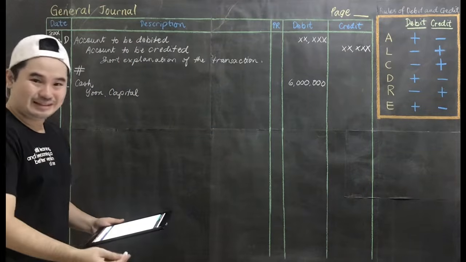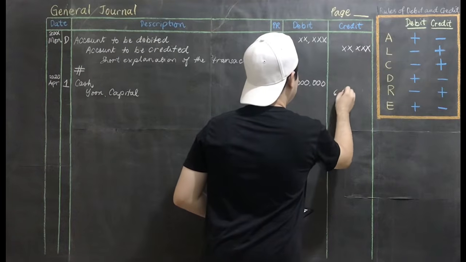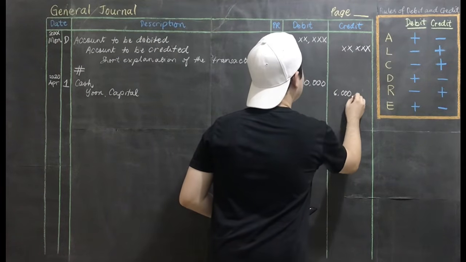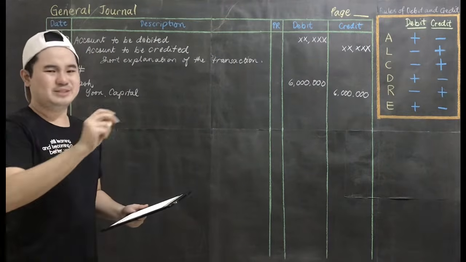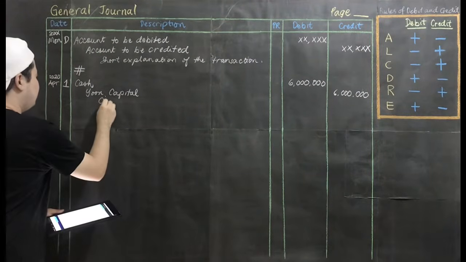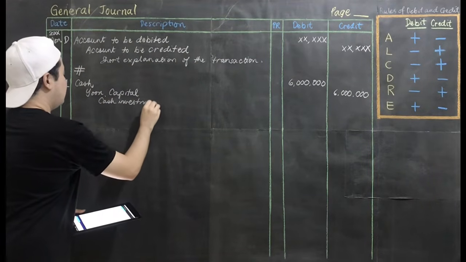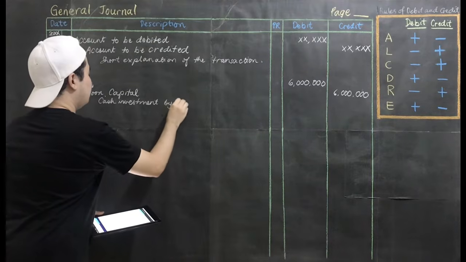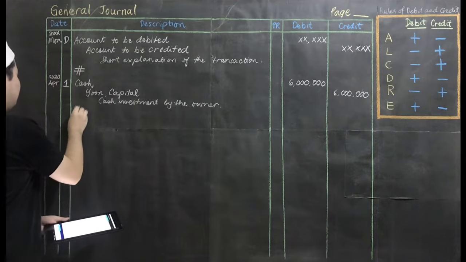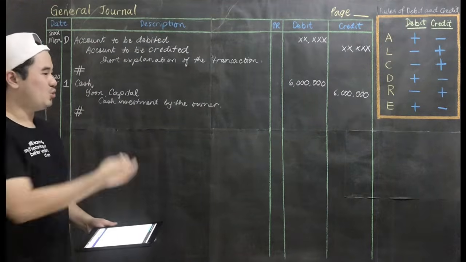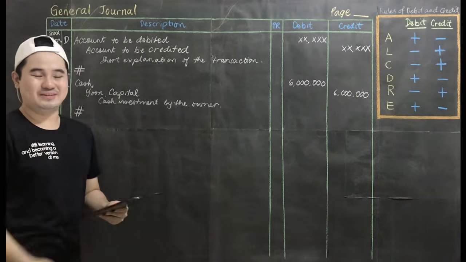Magkano yung capital na yon? 6 million. Tapos, maglalagay tayo ng short explanation. And we are done with the journal entry for transaction number 1. This is April 1. Okay?